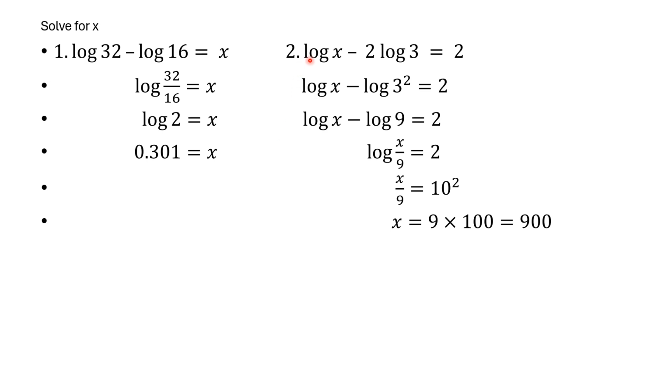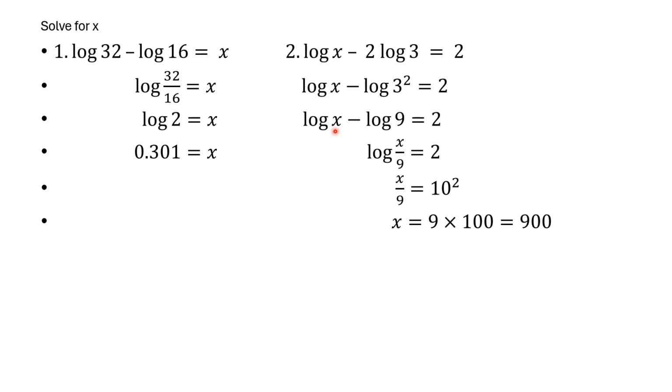Number 2, they give us log x minus 2 log 3 equals 2. Right, so first I'm going to take 2 across and it becomes an exponent. So that becomes 3 to the power 2. So I have log x minus log 3 squared equals 2. 3 times 3 gives me 9, so log x minus log 9 equals 2.